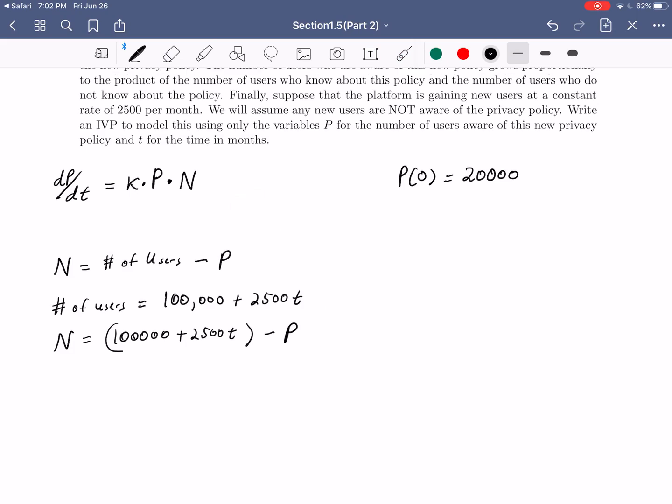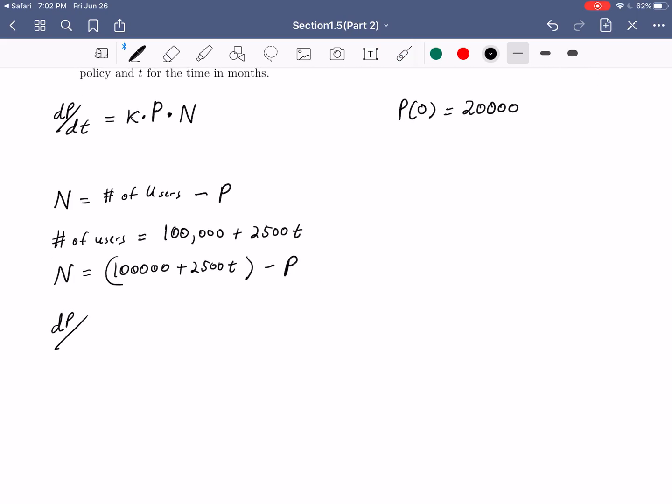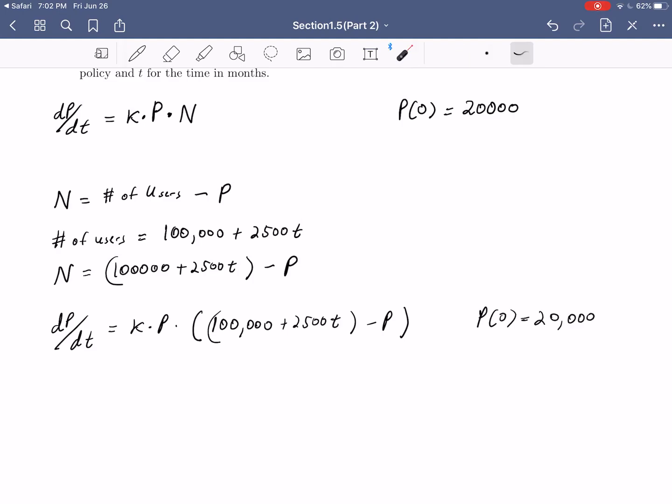Throw that in there, and then we have dP/dt equals K times P times (100,000 plus 2,500 T minus P), with the initial condition that P of 0 is 20,000. All right, so that right there, this is probably the most complicated one we've seen.